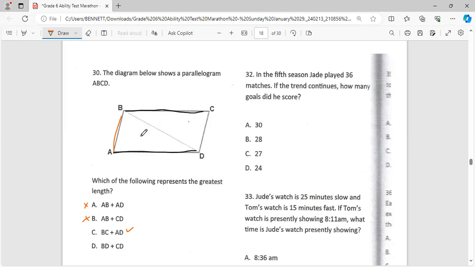Alright, I'm going to check BD now. So we have BD, which is a diagonal, plus CD. Oh, yeah. You guys are correct. It's actually C. Yes, sir. Yeah, it's C.